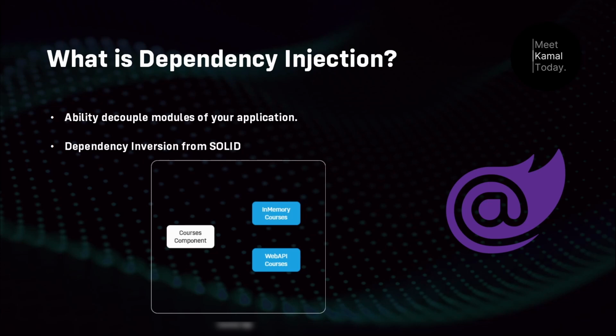Let's say the backend developers broke the web API. You still have to develop the front end, right? In that case, we can use a service like in-memory courses. But when the backend API is back again, we can use that. So we have two classes like this. Now we have implemented single responsibility.